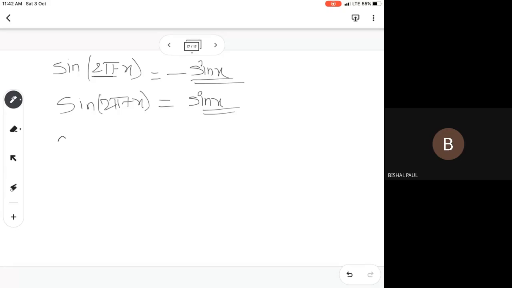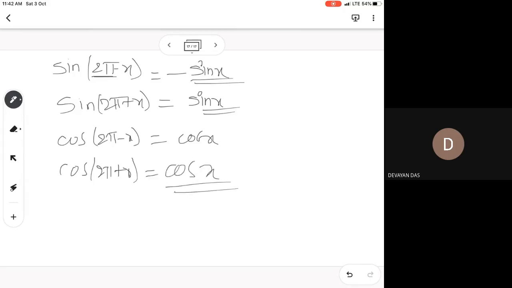Suppose if you want to write cos 2 pi minus x, 2 pi minus x will be in the fourth quadrant. If you think like that, sir, positive cos x. Yes, you are going to get positive cos x. And cos 2 pi plus x बोले तो that is also positive cos x, isn't it? 2 pi plus x is nothing but it is also first quadrant.